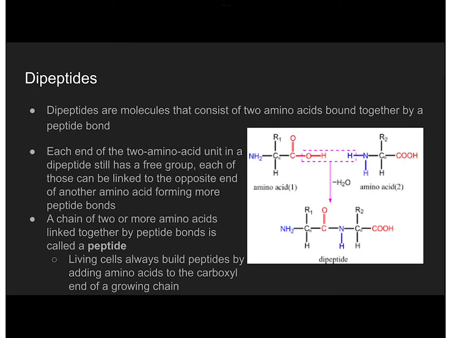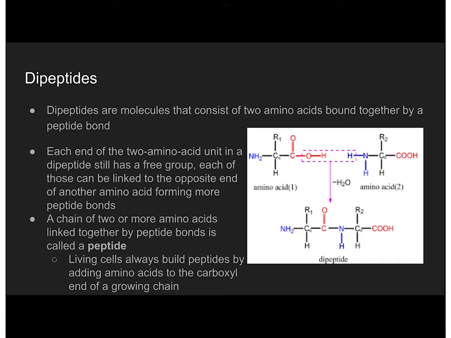So dipeptides are molecules that consist of 2 amino acids bound together by a peptide bond. And each end of the 2 amino acid unit in the dipeptide still has a free group, either amine group or a carboxyl group. And each of those can be linked to the opposite end of another amino acid, and the cycle continues and continues, forming more and more peptide bonds. And now a chain of 2 or more amino acids linked together by peptide bonds is called a peptide itself.